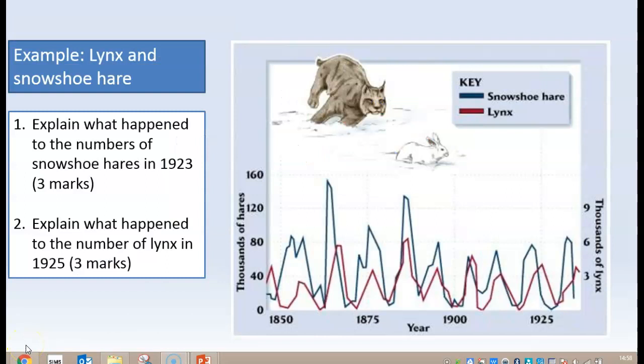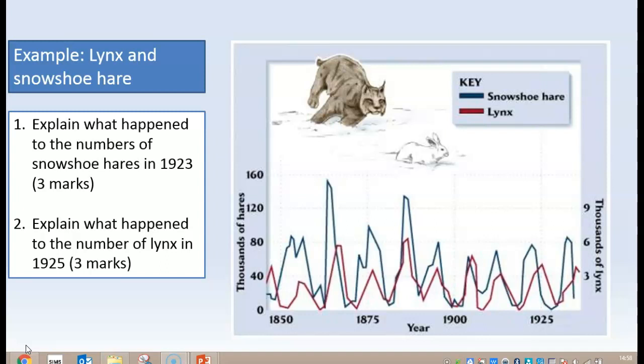Okay, so here's an example that the exam board want you to know, and this involves the organisms snowshoe hares, which are the prey, and lynx, which are their predators. And you can see that there's a nice predator-prey graph, as we've just seen, and we've got the time in years along the bottom, going from 1850 to about 1940.